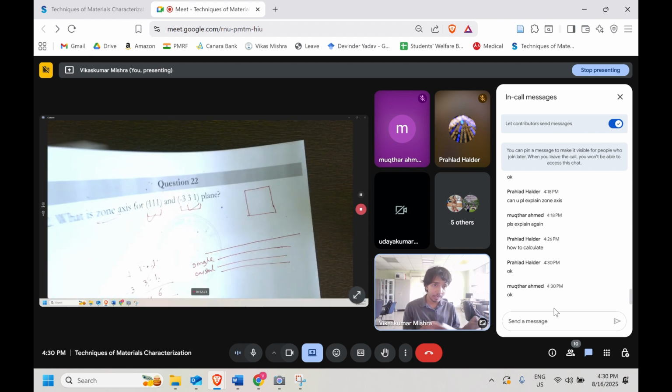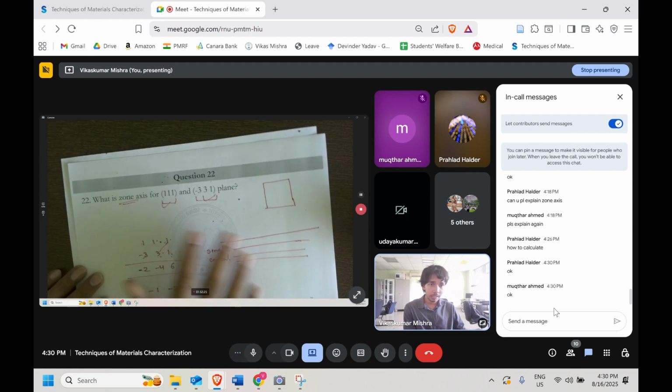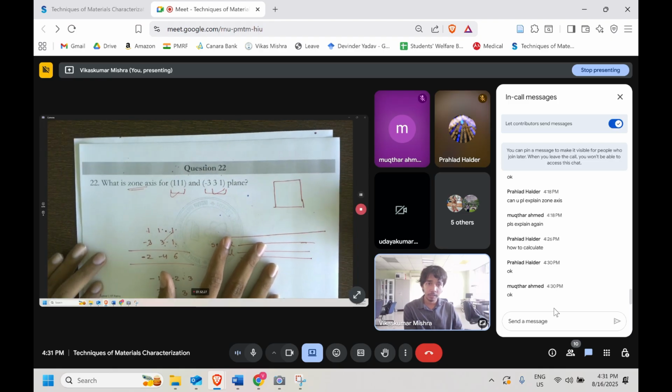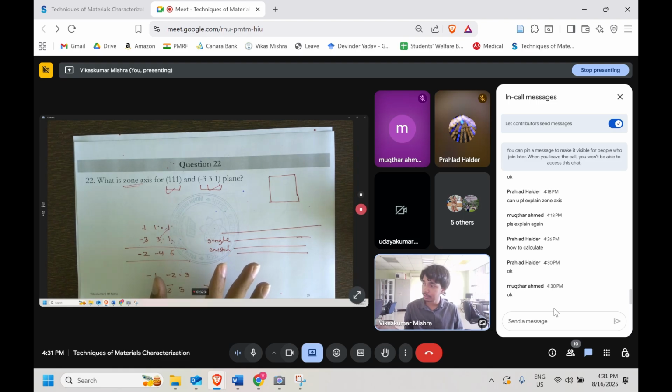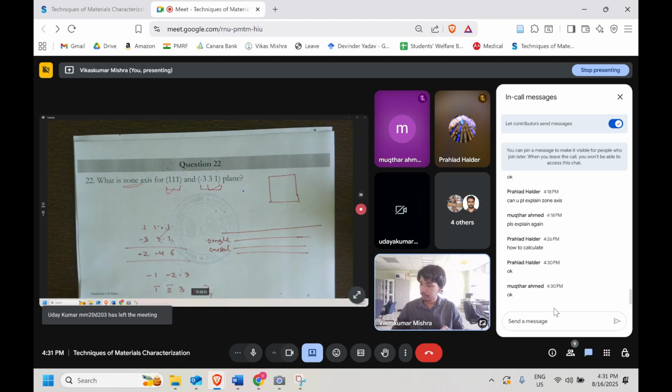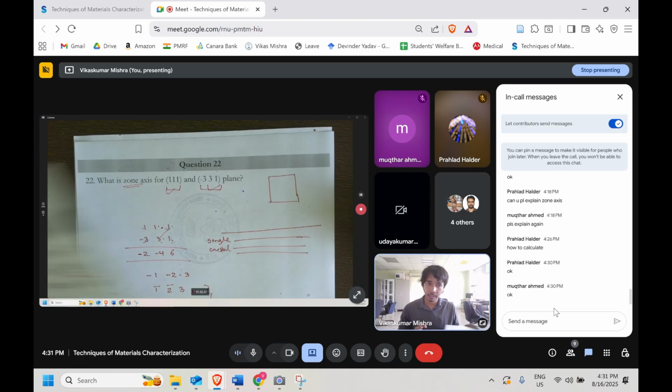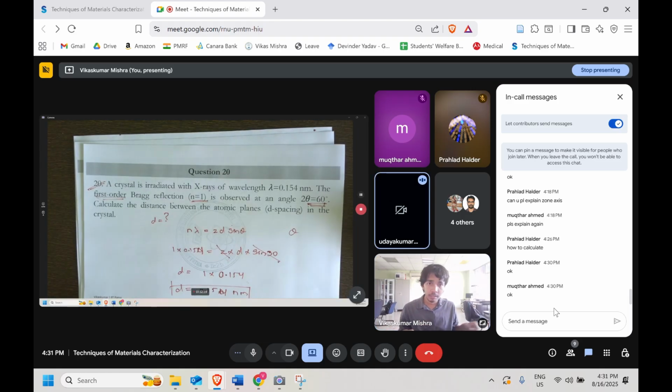So you can find the zone axis like this, and we will also find similar questions in the class assignment. Okay, Uday Kumar has left.